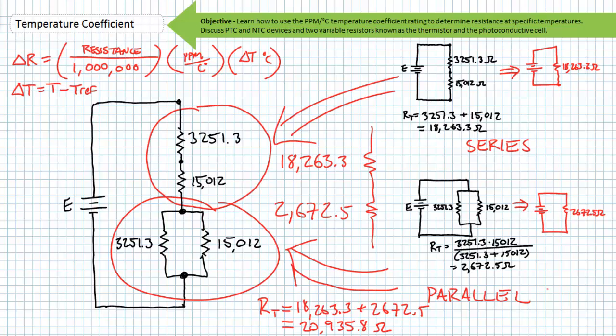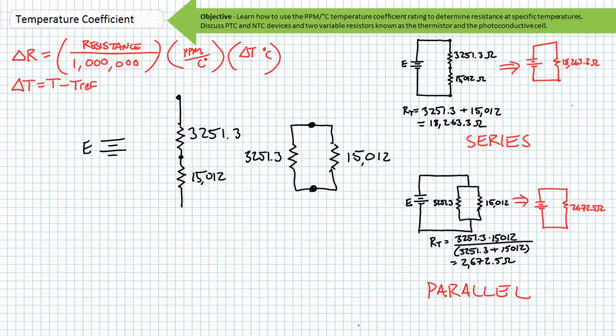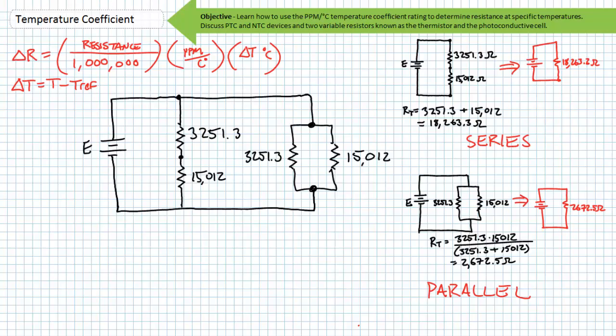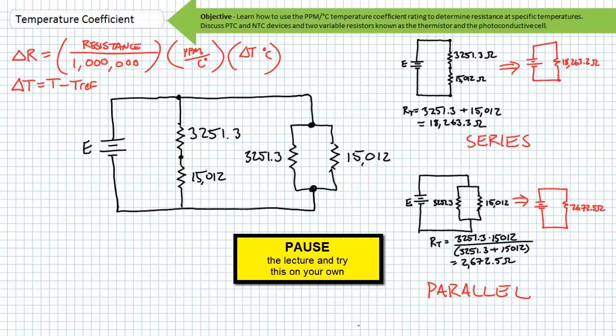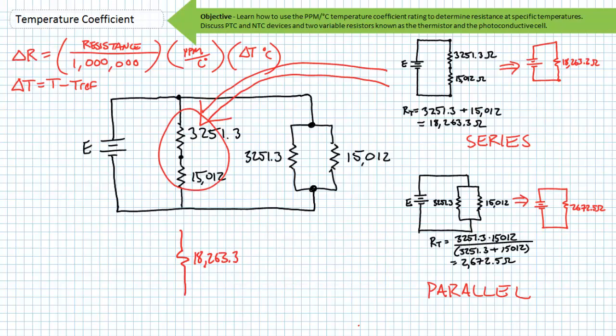Let's try another configuration of these same pairs. What if I took the series combination of the 3,251.3 and the 15,012 and placed that in parallel with a parallel set of a 3251.3 ohm resistor and a 15,012 ohm resistor. Again, I have now created a series parallel relationship.